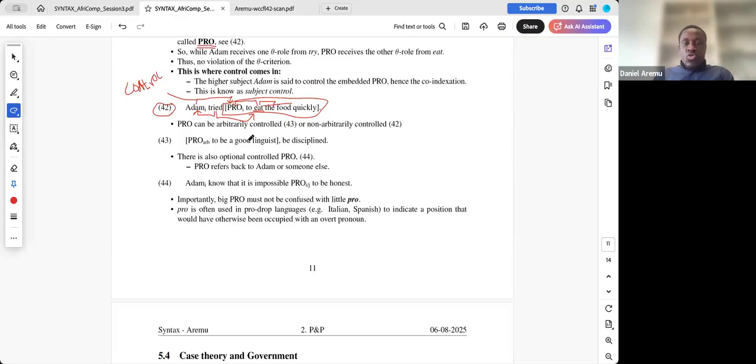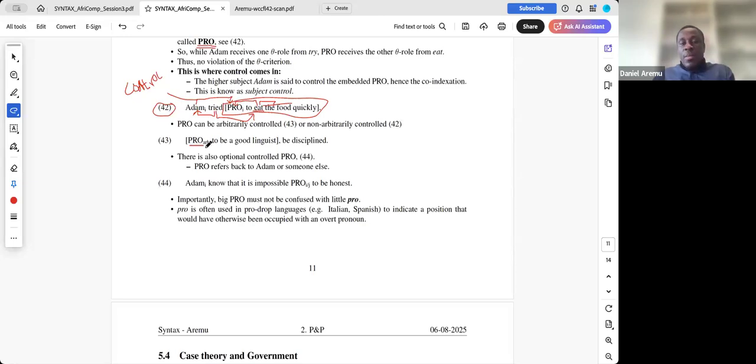So if you say, to be a good linguist, be disciplined. To be a good linguist, be disciplined. We know that there is a pro here, but the pro is arbitrarily controlled. That means it's like saying, you to be a good linguist, there has to be a reference, even though it is not mentioned in the sentence. Maybe I'm talking to someone, I'm saying you to be a good linguist, you have to be disciplined, basically. So that is arbitrarily controlled.